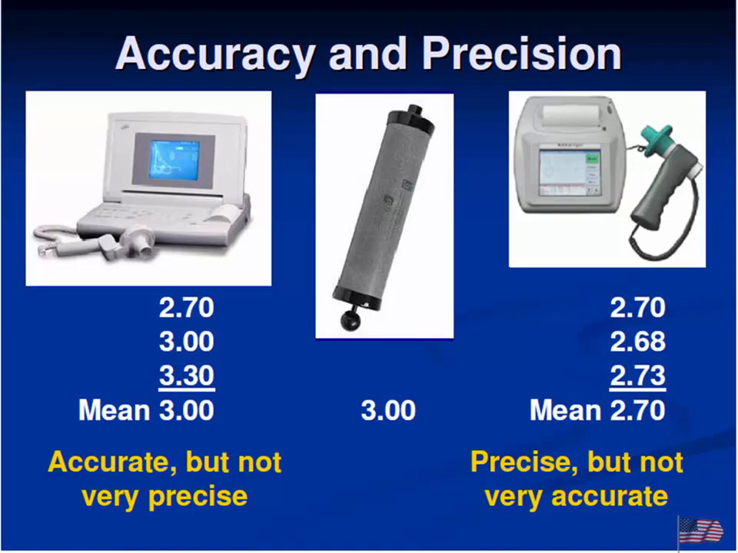So here we have accurate, but not very precise. If you average them, it's where it should be for a 3-liter syringe, but they're all over the board. We would rather have something that is both precise and accurate. This is precise, but it's not very accurate. It's not near the 3 liters that we want it to be.